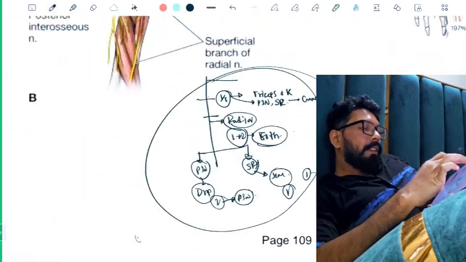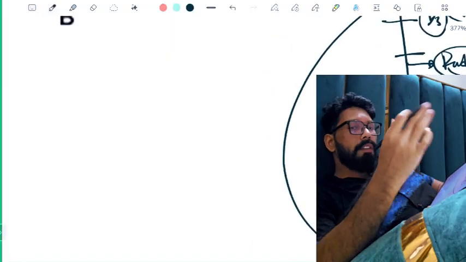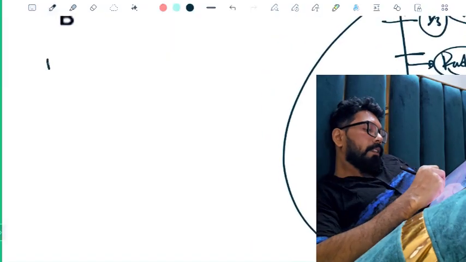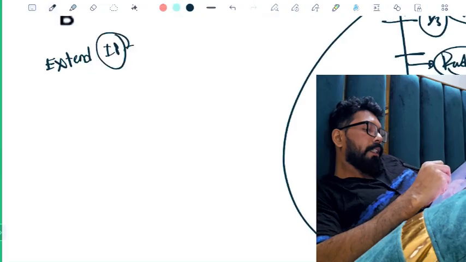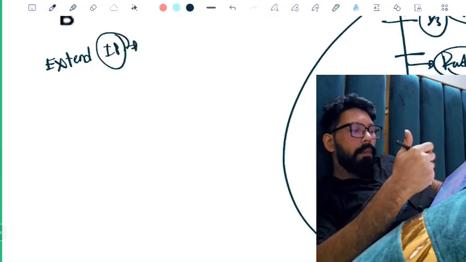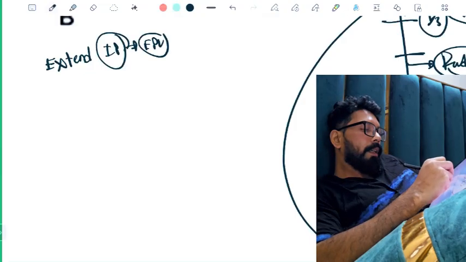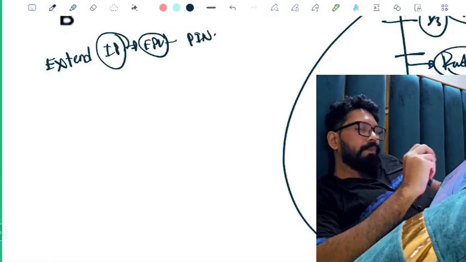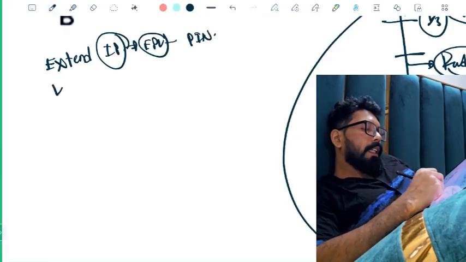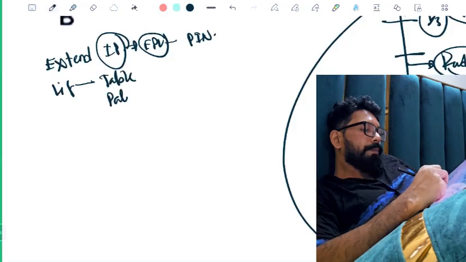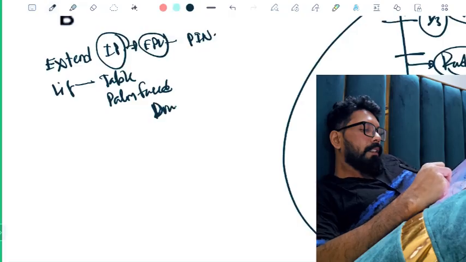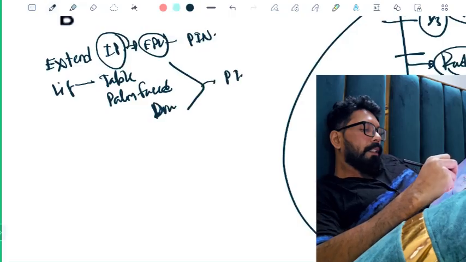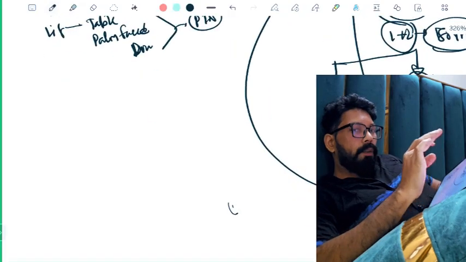Then you have another some isolated question from PIN. What is that? That is, the person cannot extend the IP joint. IP joint extension is done by EPL, which is supplied by PIN. Then the person cannot lift the finger above the table while the palm is faced downwards. PIN. Simple.